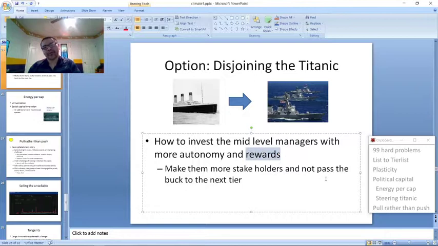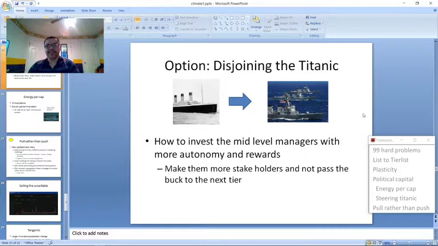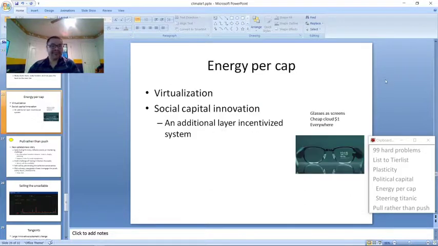I think Singapore has stringent anti-corruption laws, but pays their public servants very well. And can we invest the middle-level managers with the same sort of autonomy and rewards?